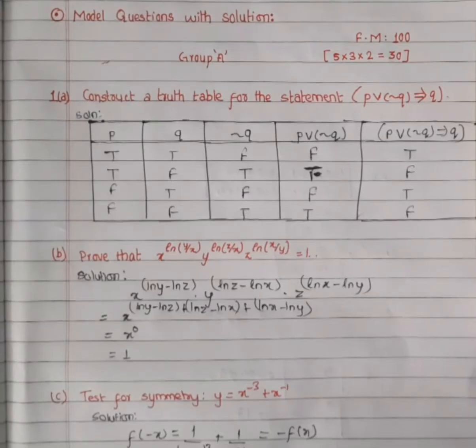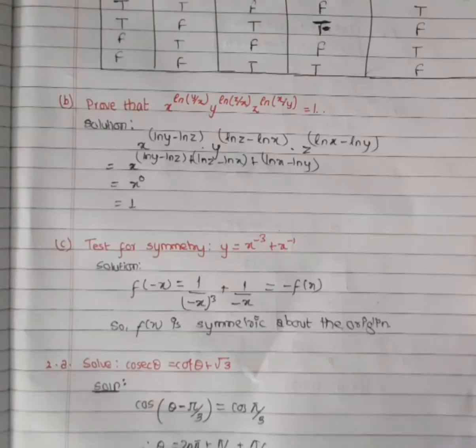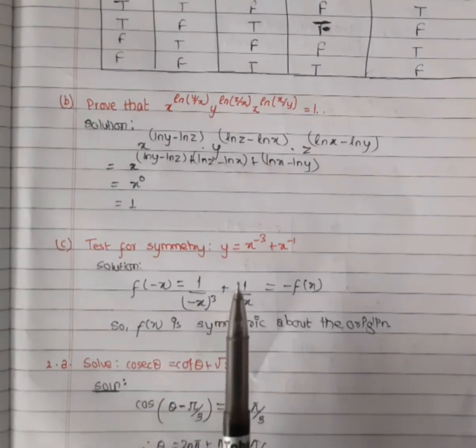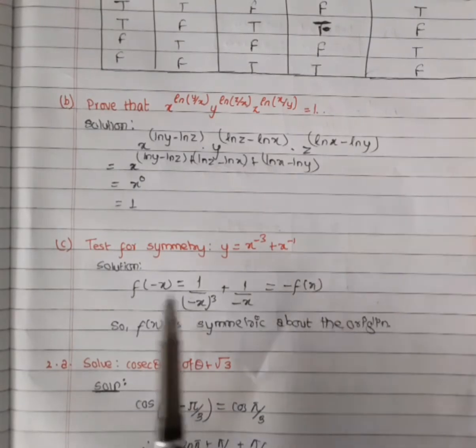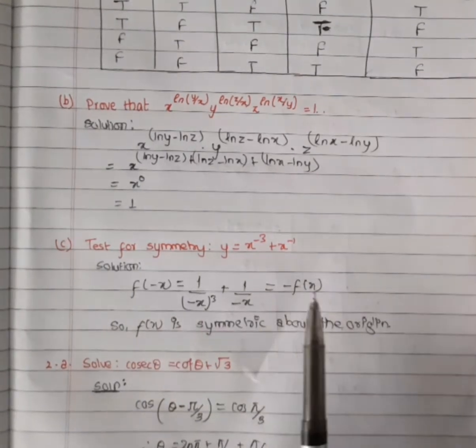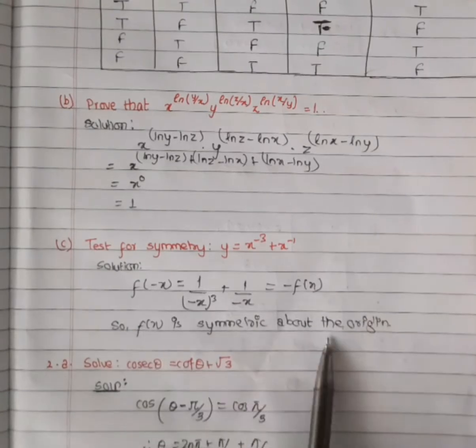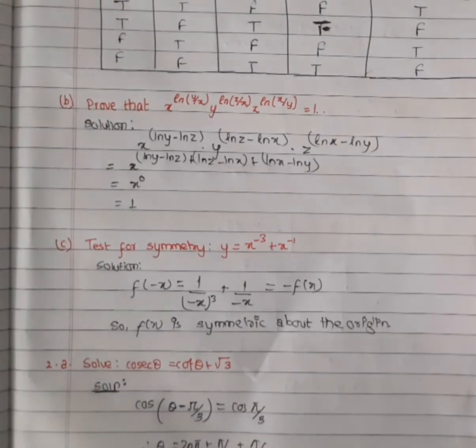Then for the test of symmetricity, the given function is y is equal to x to the power minus 3 plus x to the power minus 1, and for a symmetric function, if f of minus x is equal to minus f of x, then this f of x is symmetric about the origin, and we have to show it simply.